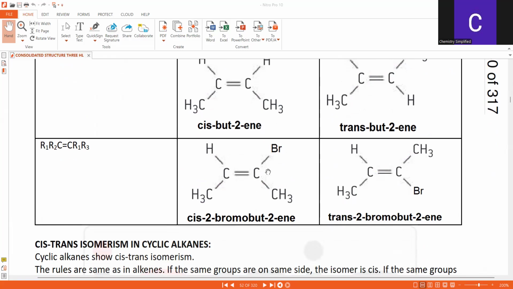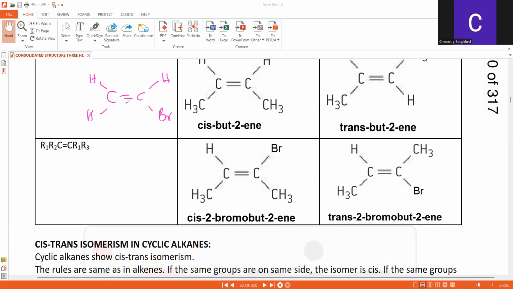So alkenes will have cis and trans isomers provided none of the carbon atoms has both of its bonds bonded to the same atom or group of atoms. For example, suppose there is H and H, both are same. And this is H and bromine. This will not give rise to cis and trans.